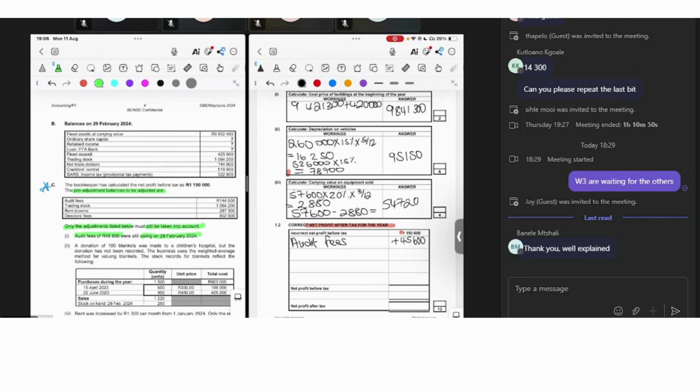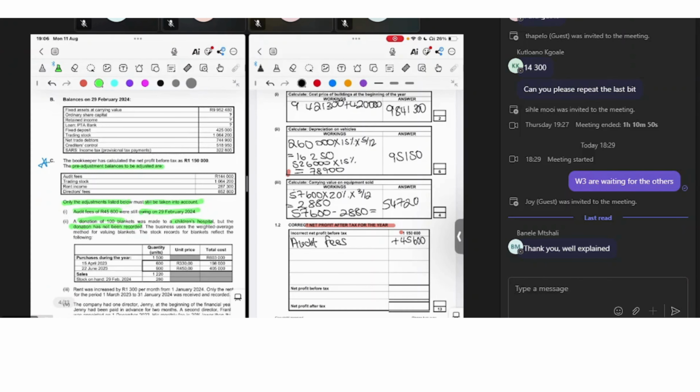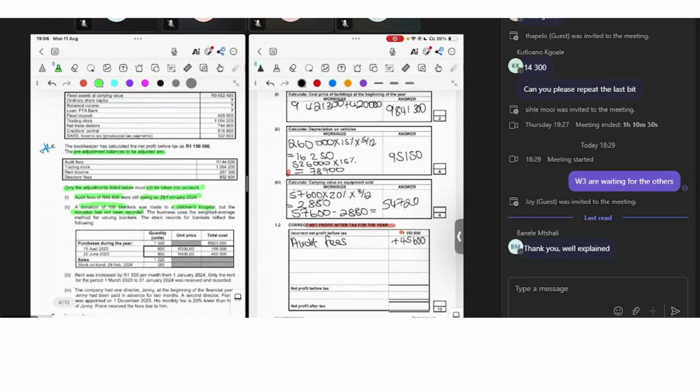Okay. I assume no questions. So next part. They're telling us that a donation of 100 blankets was made to a children's hospital, but the donation has not been recorded. The business uses the weighted average method for valuing blankets. The stock records for the blankets reflected the following. So this is an inventory calculation. Okay, so we need to calculate a donation. Donation, you put it as part of your expenses.